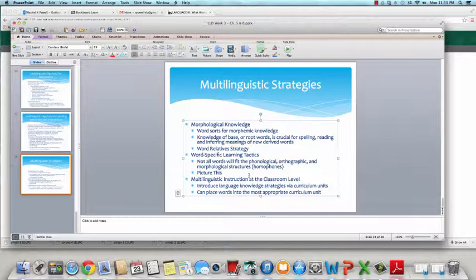And then finally, multilingual instruction at the classroom level. You can introduce the language knowledge strategies via curriculum units. So you don't have to throw out the curriculum, but per unit you could teach phonological strategies in the first unit, orthographic in the second, and the MGRs, the morphological, in the third. But always incorporating all of it together. Just because you move on to the third unit of morphological, you're not going to drop the phonological component of instruction, but aligning it across the curriculum. And you can place words into the most appropriate curriculum unit.